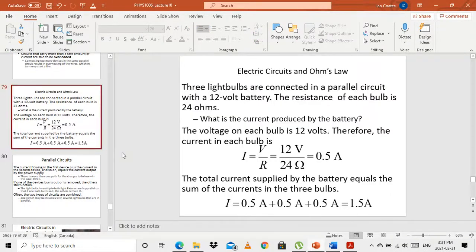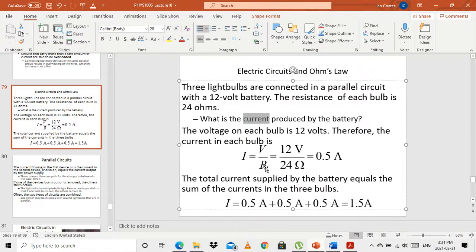3 light bulbs are connected in a parallel circuit with a 12-volt battery. The resistance of each bulb is 24 ohms. What is the current produced by the battery? Well, current is I, and I gave you V and R, so the current is 0.5 amps. The total current supplied by the battery equals the sum of the current of the 3 bulbs, because we are in a parallel circuit.